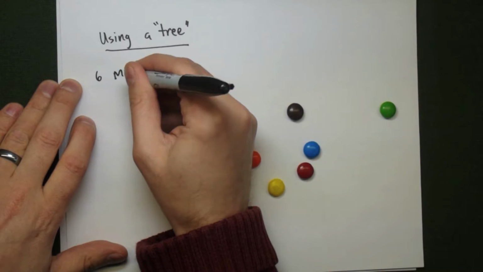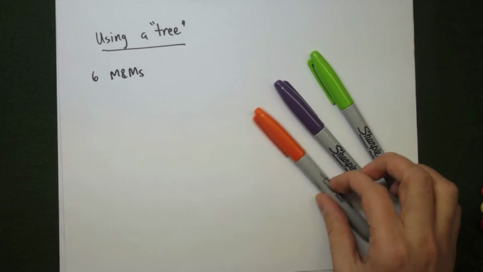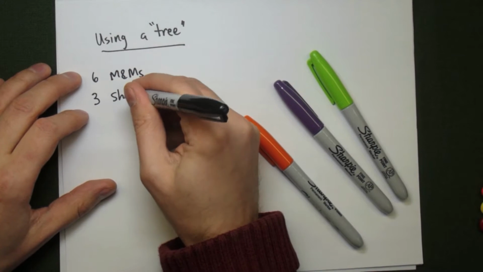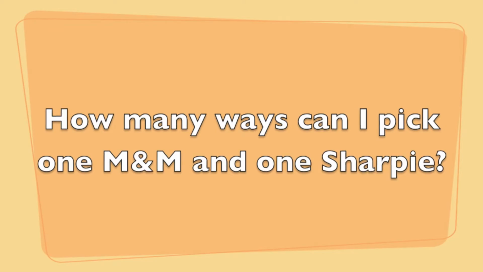Let's say I have 6 different colored M&Ms, and I have 3 different colored Sharpies, and I'm allowed to take one M&M and one Sharpie. How many different ways can I do this? Let's count.